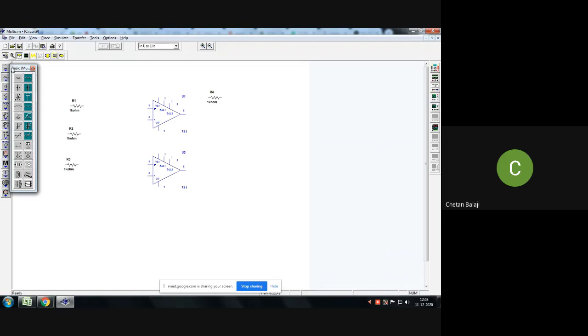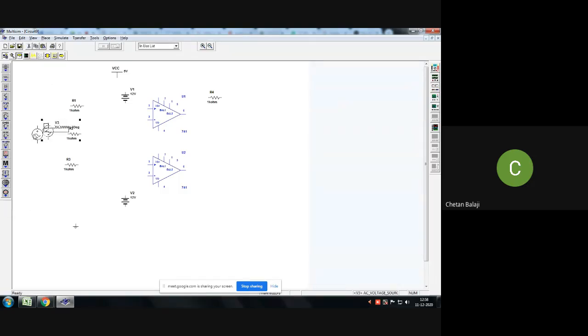We need one VCC. You can take one VCC over here. This is VCC, and obviously you need a ground for any circuit. For the op amp, you need a dual power supply, so let me have one power supply here. Let me take the input in the form of a sine wave, an AC voltage source. I think we are done.